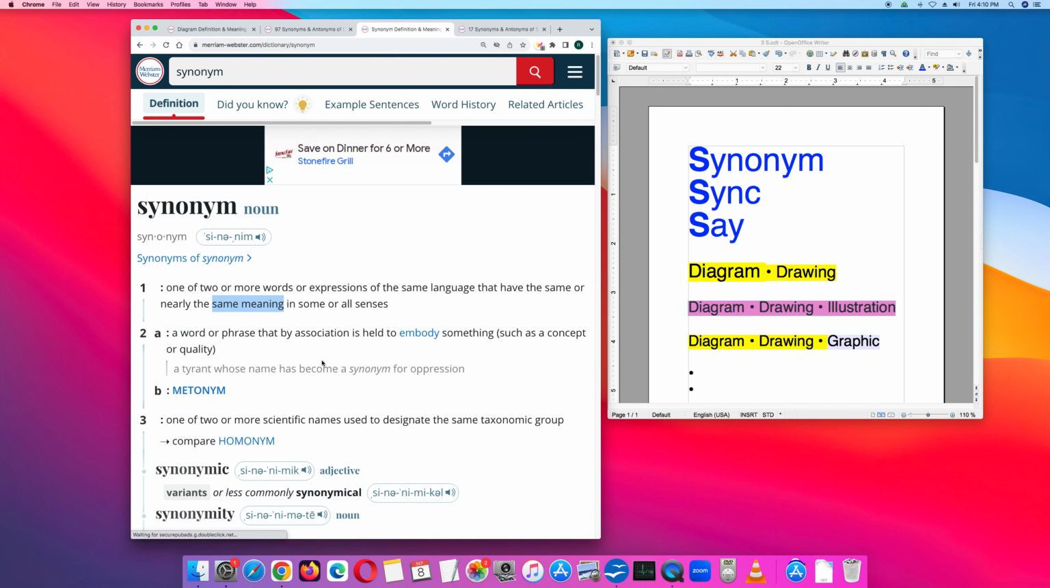So you can do diagram, drawing. Diagram, illustration. Diagram, graphic. Because what I'm doing here is the vocabulary word is diagram. Make sure you link back to that word. Now, if you're just looking at the synonym graphic, you're not getting anything. You have to link with something in the brain. The brain needs linkages. So always go back to connectors.